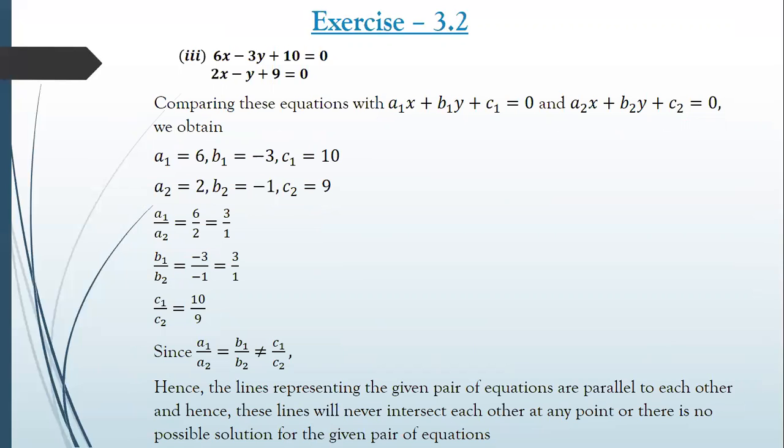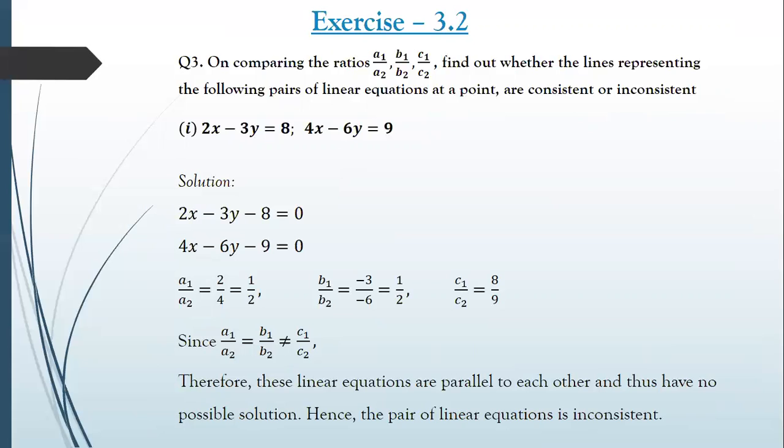A1 by A2 is 3 by 1, B1 by B2 is 3 by 1 again, C1 by C2 is 10 by 9. So A1 by A2 equal to B1 by B2, but it is not equal to C1 by C2. That means these two lines are parallel. There are no common points, so no solution for these two equations.